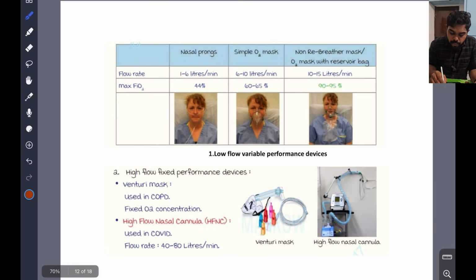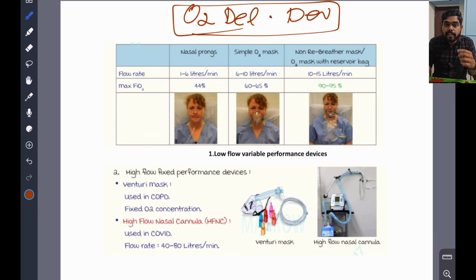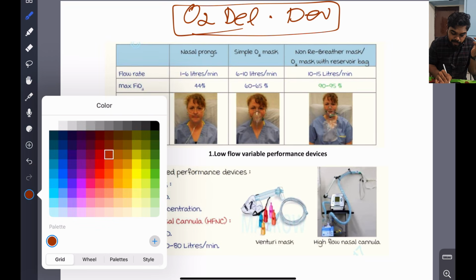Now I am going to discuss oxygen delivering devices. Very important, and it feels very easy, but it will cost you an important 5 marks.